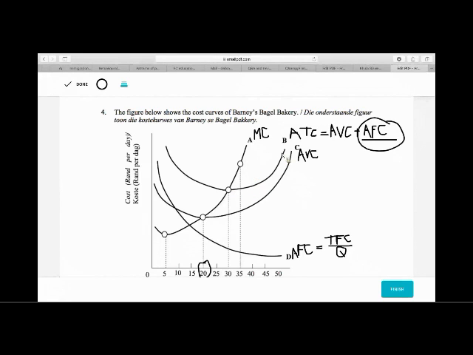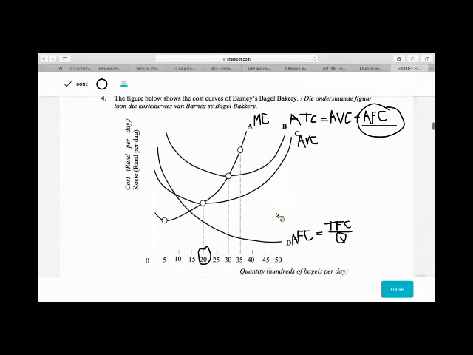And that's why marginal cost cuts average total cost at its minimum. And the way to think of this is just sort of everyday statistics. If we know of a rugby team that scores a particular number of points per game, so that's an average, we say this team scores on average 20 points a game.